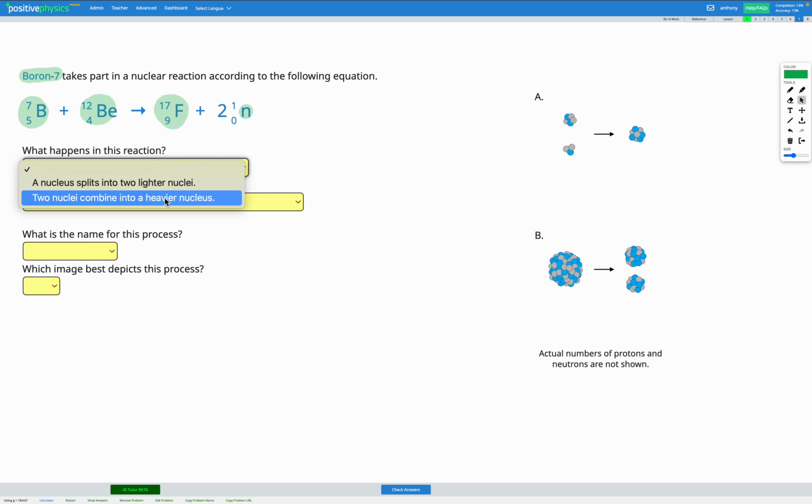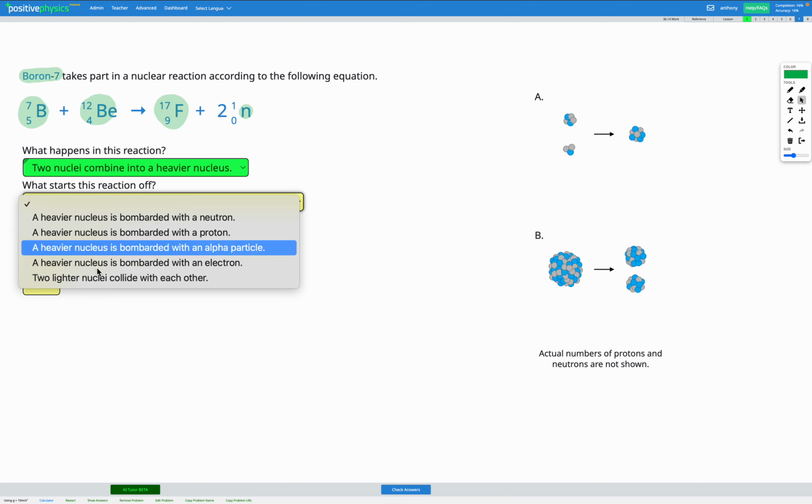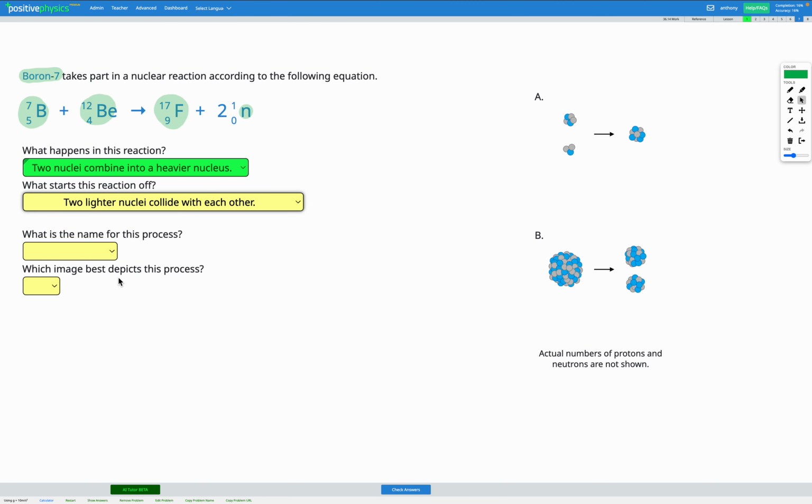We've got 2 nuclei combining to form a heavy nucleus. What starts this reaction off? Well, we've got boron and beryllium combining together. So in this situation, we have 2 lighter nuclei colliding with each other. Those are our 2 lighter nuclei that combine to form fluorine, our heavier nucleus. What is the name for this process? Remember, fission is splitting up, fusion is joining together. So this one's going to be fusion because they're joining together to form fluorine. And which image best depicts this process? We've got 2 smaller nuclei joining together to form a bigger one. So that's going to be A here.